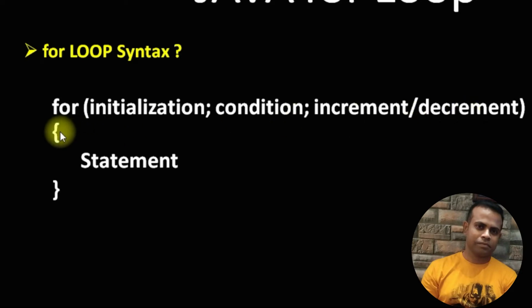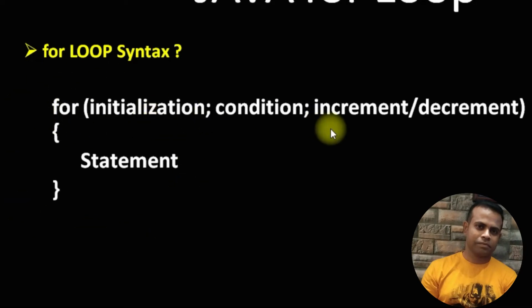Now my for loop starts here, so my second bracket starts here, so from here my for loop starts, and here my for loop ends, and under that I have to write my statement or my business logic. Okay, so this is the main syntax of for loop. So whenever you are trying to create any program using for loop, you have to maintain this type of syntax.